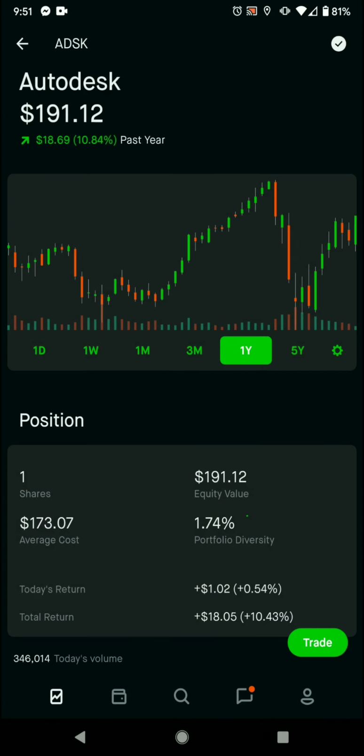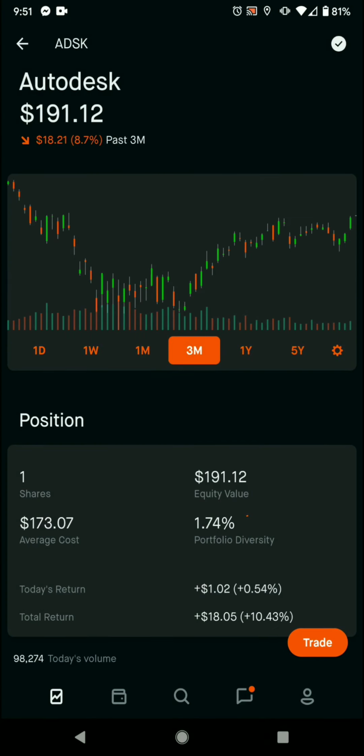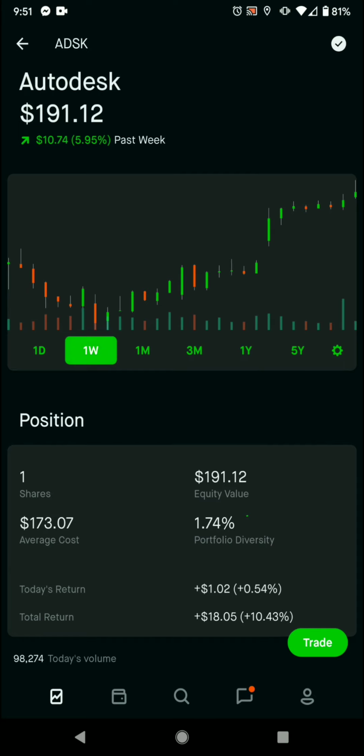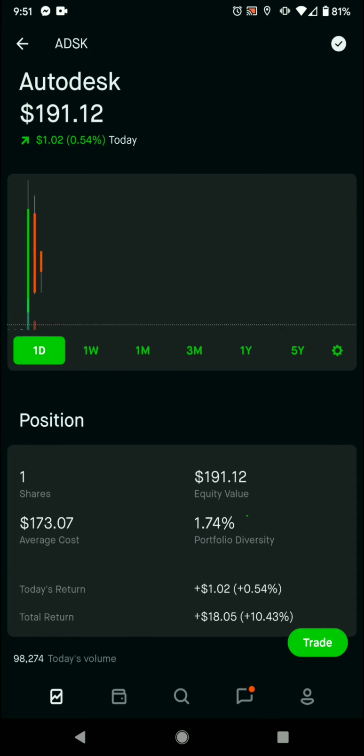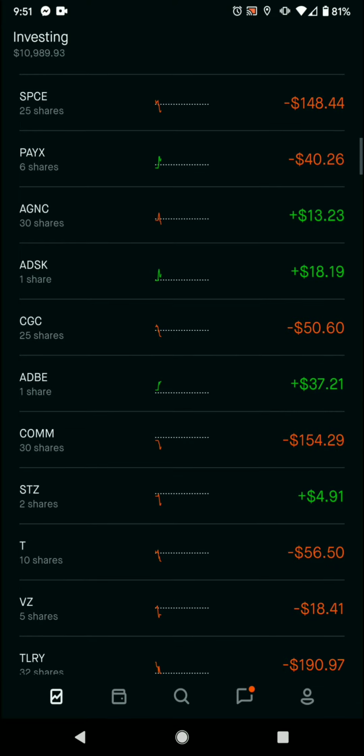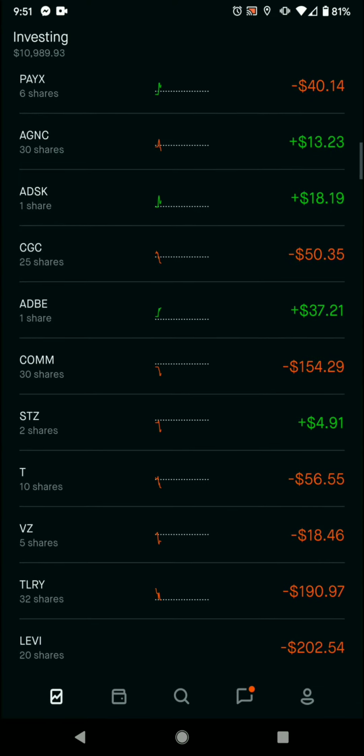With Robinhood Gold, we have access to level 2 market data, candle charts, as well as our standard squiggly line graph. Robinhood will definitely be a step up from Cash App in terms of investing level and skill required.